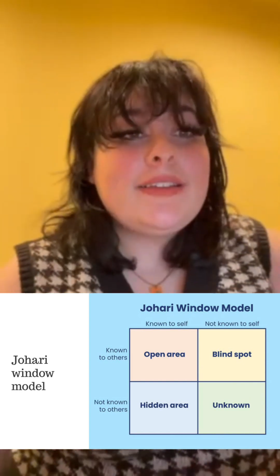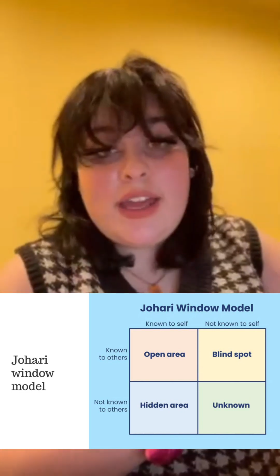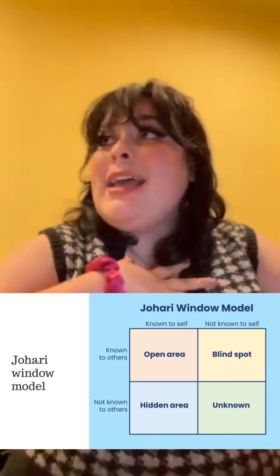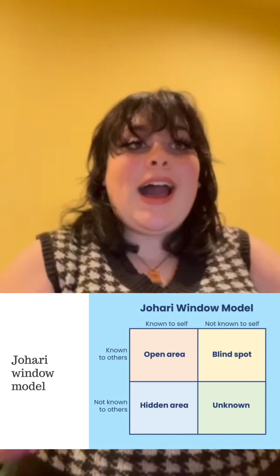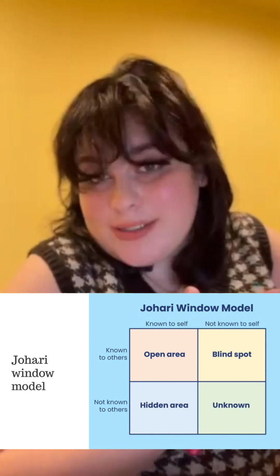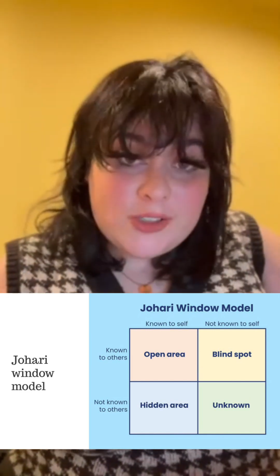So in the first one, this one is called open. So this is the first square, and this is just the surface level things that you know about yourself as well as what other people know about you. So this is things that you and everyone else know. So for instance, let's say I know that I am a very giving person. That's just a quality that I have. Other people around you are also aware of that.